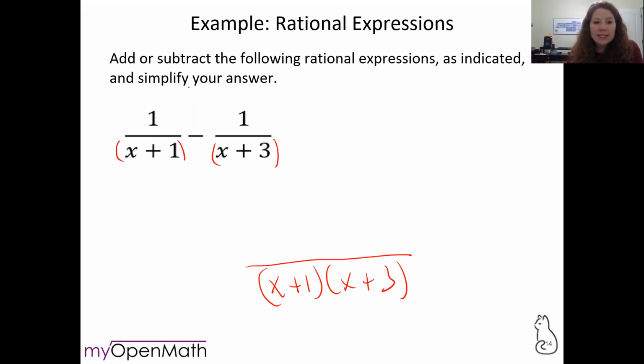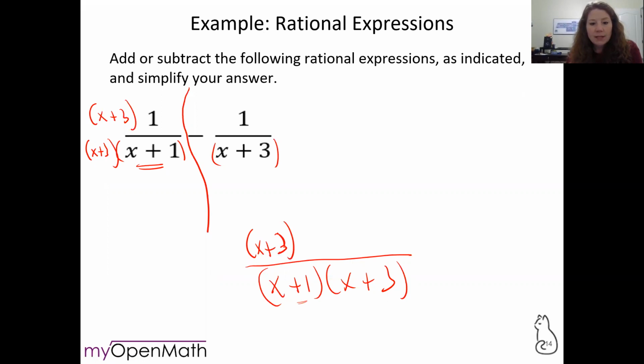All right, so if we look at these as two separate terms, this is already half of our denominator. So basically what we need to do is multiply the bottom and the top by the other half, x plus 3, right? Well, 1 times x plus 3 is x plus 3. All right, and then the second term, we have half of our denominator, which is x plus 3. So now what we're going to do is multiply everything by x plus 1. So we're going to say minus x plus 1 in parentheses.